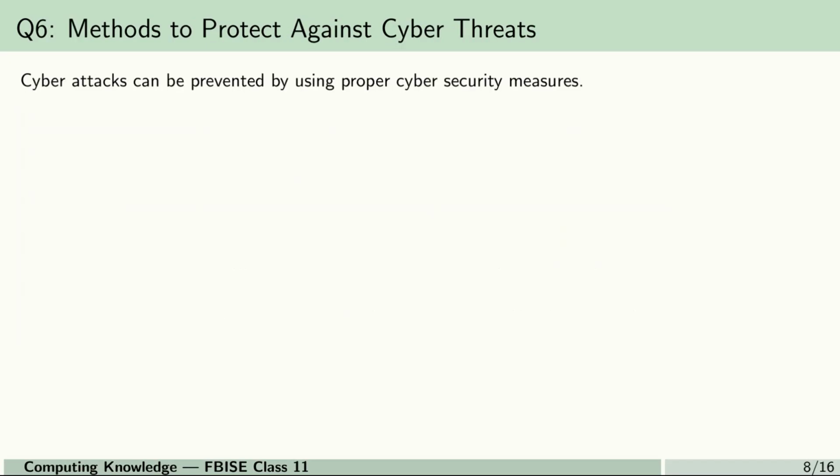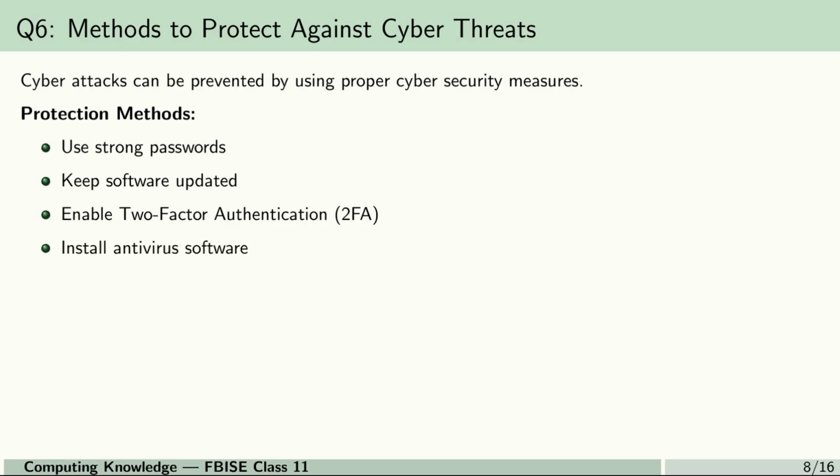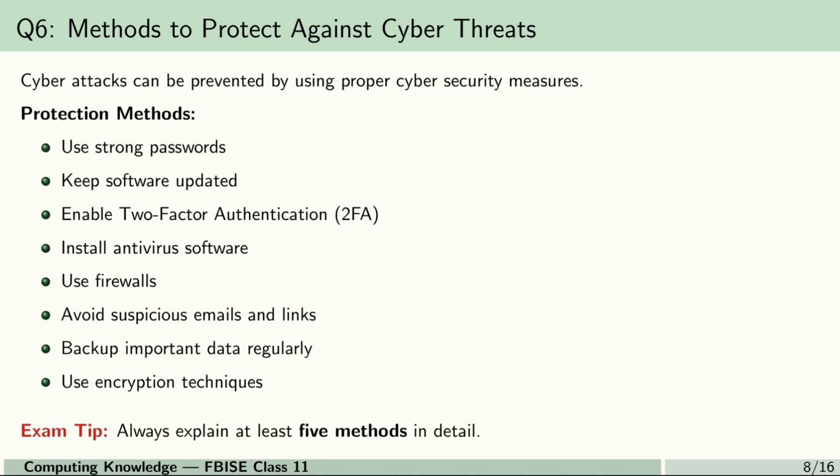Question number 6. Methods to protect against cyber threats. Cyber attacks can be prevented by using proper cybersecurity measures. Protection methods: use strong passwords, keep software updated, enable two-factor authentication, install antivirus software, use firewalls, avoid suspicious emails and links, back up important data regularly, use encryption techniques. Exam tip: always explain at least 5 methods in detail.